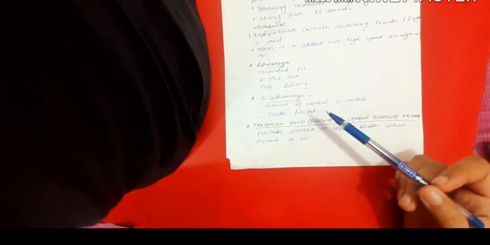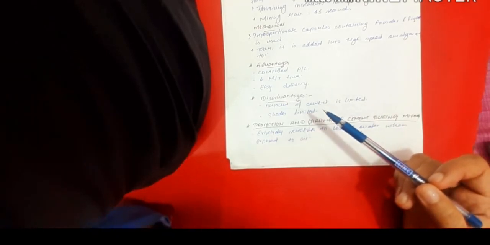Disadvantages. For disadvantages, the amount of cement is limited. If we want more powder or liquid, we don't have access to that. You can only use one or two wells like that. We are not masters of our own will. So the shades are really limited.